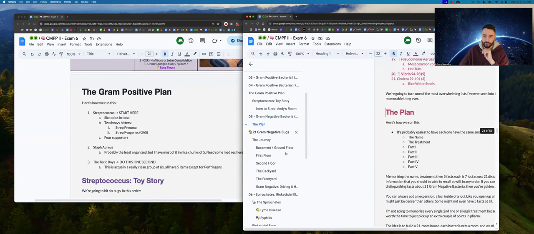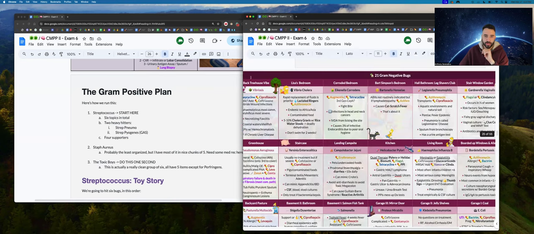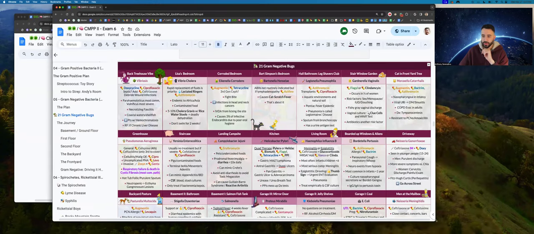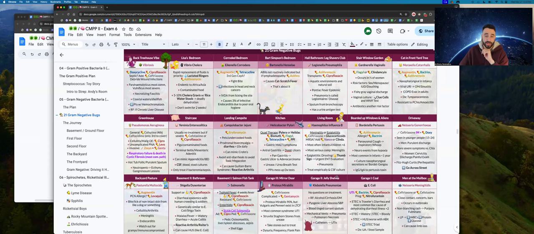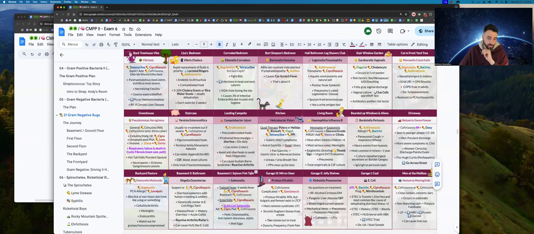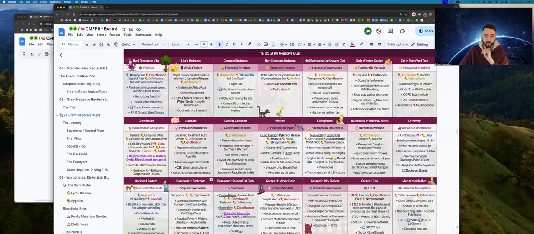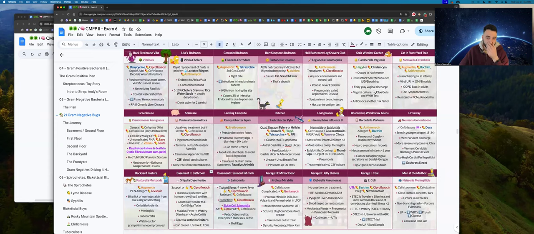In fact, not only did I create this matrix of 21 gram negative bacteria in this layout, I know it doesn't look like a house, but I've labeled these all parts of a house. This is a basement at the bottom floor, a middle floor, and then a top floor with bedrooms and stuff. I have a driveway, I have a backyard. What I did is I went through 102 slides, and for each one of these, I pulled out five things that I thought were important.